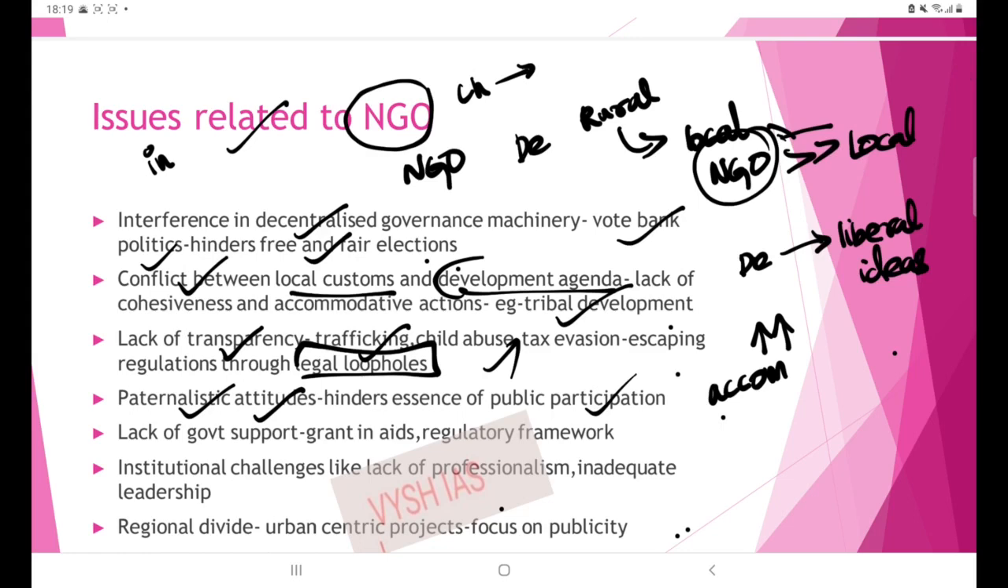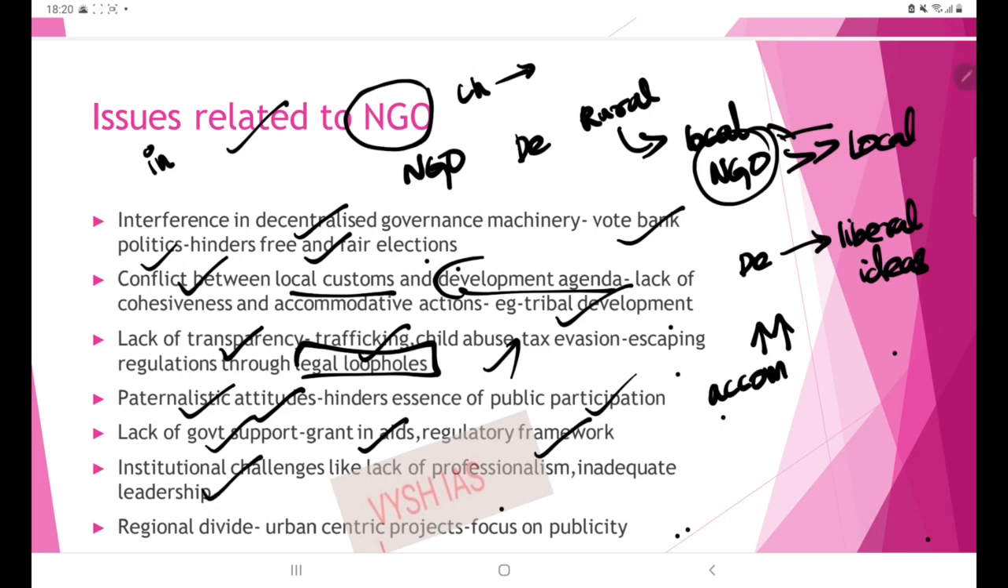See, when a rural community is being aided by an NGO, that rural community should also have equal participation as that of the NGO. But that is not there. Then next is lack of government support. See, NGO is already working as an aid to government. NGO is reaching out to the remote parts where government can't reach. So ideally government should give support like grants and aids or liberalization in the regulatory framework, but that is not being given. So administrative hurdles are there.